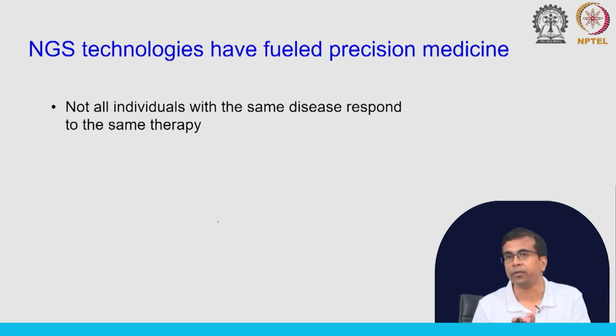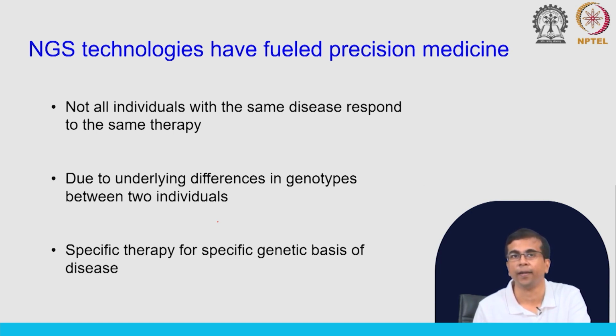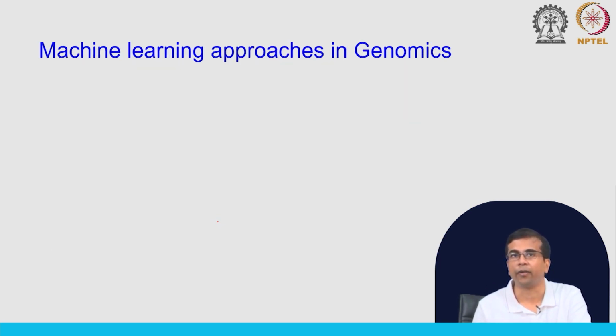Not all individuals will respond to the same therapy, and this has been seen a lot in cancer. This is because there are differences in genotypes between two individuals, and also in how the disease is progressing, which we can now study through analysis of NGS data, and we can then design specific therapy for the specific genetic basis of disease. This has been termed precision medicine, right. So, we do not give the same treatment to all patients with the same disease. We can identify subtypes of the genetic basis, and we can specify specific treatment for each patient.